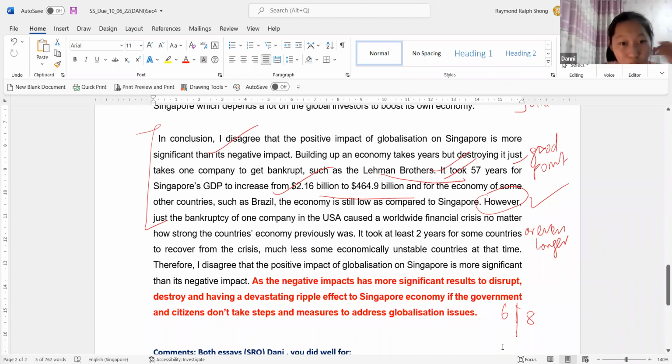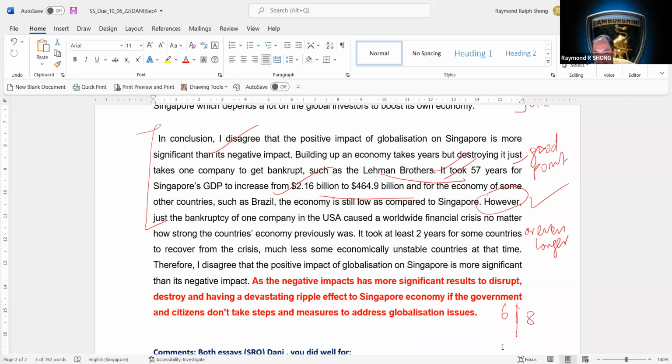In conclusion, I disagree that the positive impact of globalization on Singapore is more significant than its negative impact. Building up an economy takes years, but destroying it just takes one company to get bankrupt, such as the Lehman Brothers. It took 57 years for Singapore's GDP to increase from 2.1 billion to 464.9 billion, and for the economy of some other countries, such as Brazil, the economy is still low as compared to Singapore.